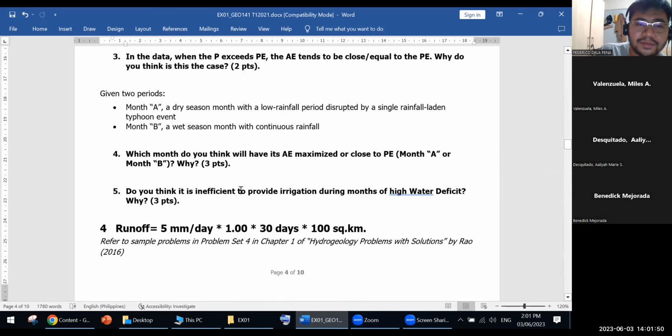And question number 5, do you think it's inefficient to provide irrigation during months of high water deficit? Why? So this is not a moral question, because I encountered some morally-oriented answers. Of course, during a drought you probably still have to plant crops, because people will go hungry. But from a purely objective perspective, do you think it is inefficient in terms of water usage to irrigate during a drought? What do you think happens when there is a drought and you water the plants? What happens to the water? Does all of it go to the soil, or does it go to other processes? Then just answer whether it is efficient in terms of water resources or not. Okay.